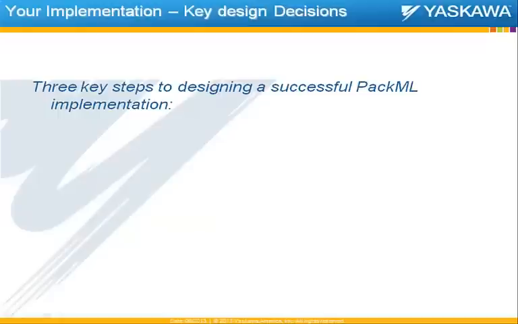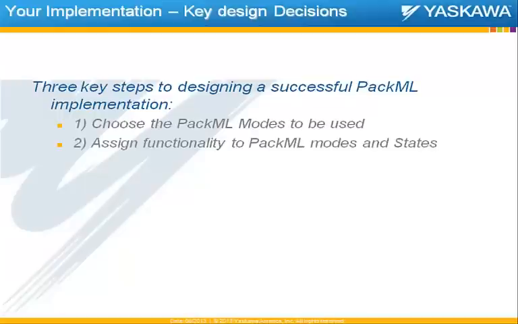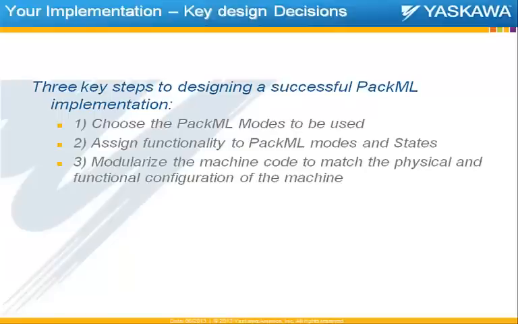We find that there are three main steps to take when you design a PackML implementation. And first one is to choose the PackML modes that you want to use, what you want to name them. Number two is to assign functionality to those modes, and in particular to each of the PackML states. And then the third step is to modularize your machine code to match the physical and functional configuration of your machine. You really want your code to line up with how the machine's put together. It really enhances the troubleshooting capability.